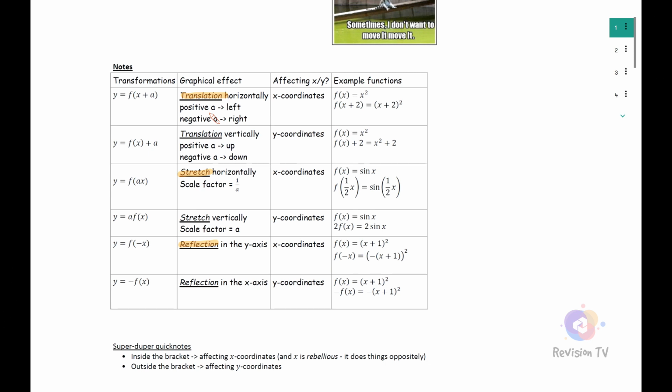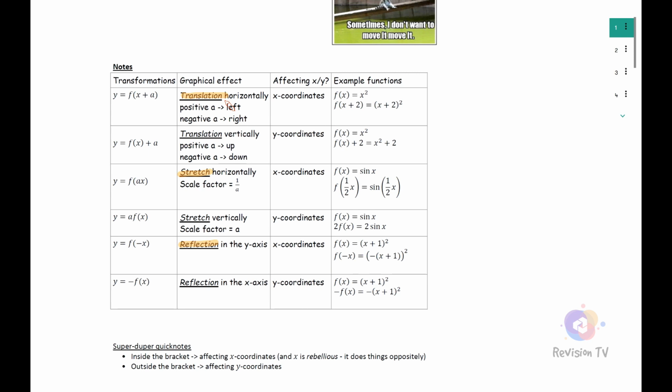Now, in terms of translation, it's all about adding and subtracting the A, inside and outside. If you're adding a number inside the bracket, you're translating horizontally. If the A is outside, then you're translating vertically, so you're moving up and down. Now, it depends on the value of A. If it's a positive value of A, you move to the left. If it's negative A, you move to the right.